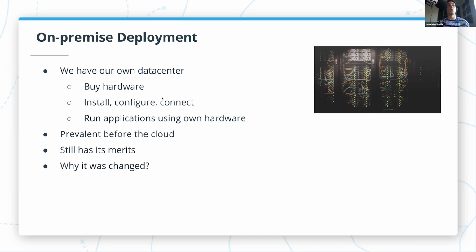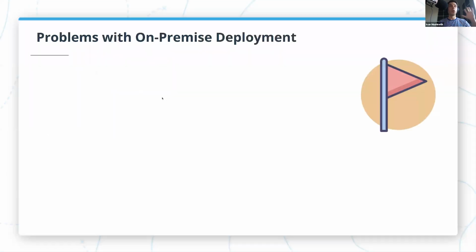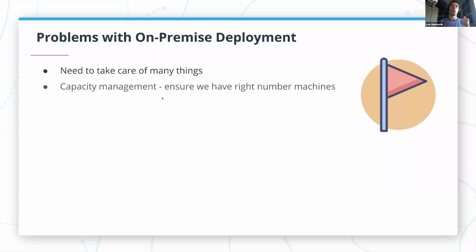But the main question is why it was changed. Why did everybody suddenly move to the cloud? Well, there are a few problems with on-premise deployment, and the main one is that we just need to take care of so many things. We need to think about capacity management. We need to ensure that we have the right number of machines.